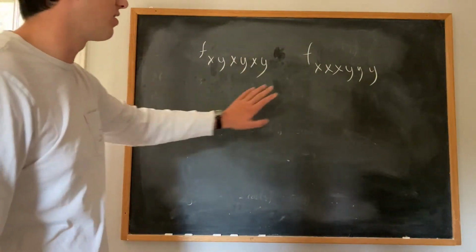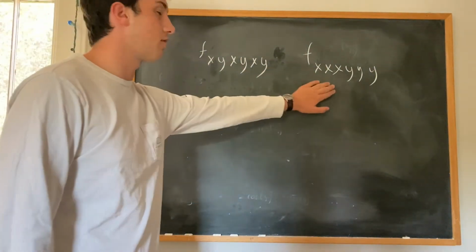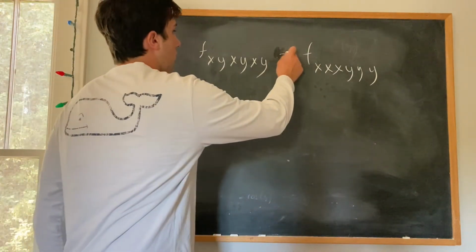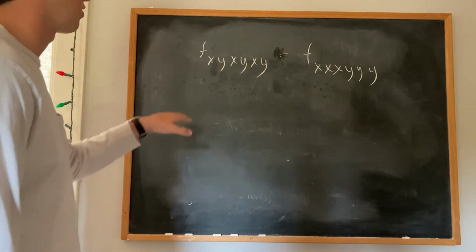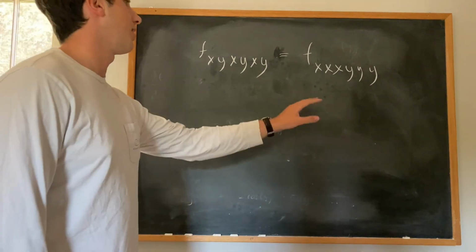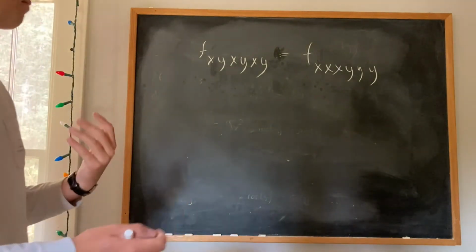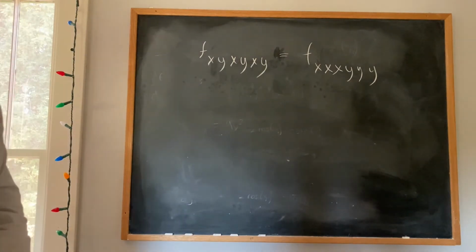I've got 3 x's here, 3 x's here, 3 y's here, 3 y's here. This will always equal each other. That's something that's really important. As long as you have x's and x's the same on each side of the equation, and the same thing for the y's, this will always be true.